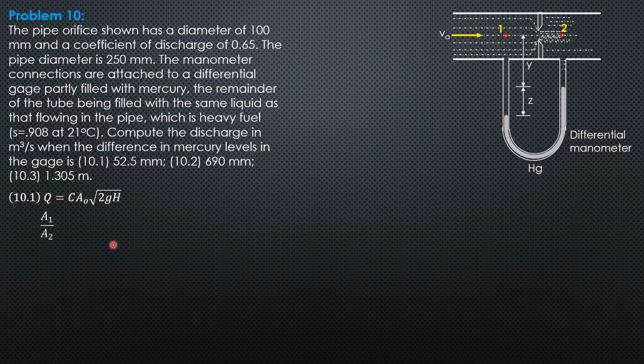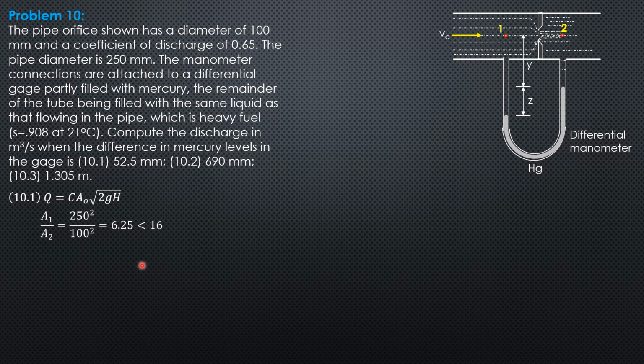By the way, let's check if the ratio of area 1 to area 2 exceeds 16, so that we can ignore the velocity of approach, or the velocity at 1. So pi over 4 times 250 squared over pi over 4 times 100 squared. Pi over 4 is cancelled. We get 6.25, which is less than 16. Therefore, we consider the velocity of approach. In general, if it is a pipe, we just consider the velocity of approach.